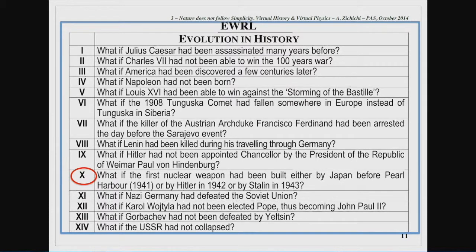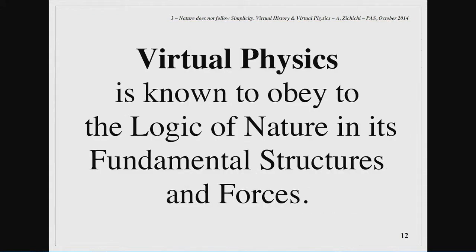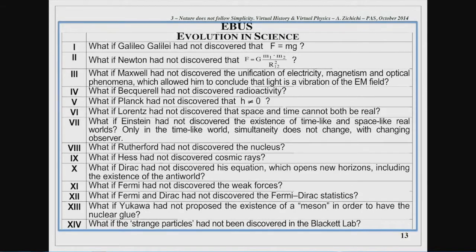History would not be as it is if any of these events had taken place. What is virtual physics? Virtual physics is known to obey the logic of nature in its fundamental structure and forces. Virtual physics will not change. Suppose Galileo had not discovered F equals mg. So what? Somebody else would have discovered. It took 1800 years from Archimedes to Galilei. But somebody would have discovered.